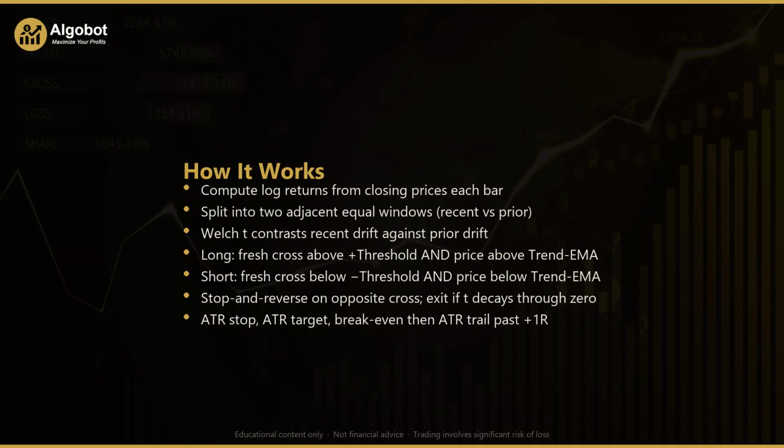Risk is defined by the average true range. Every trade gets a stop placed at 1.5 times ATR from entry, and a take profit at 3 times ATR, a 2-to-1 reward-to-risk structure. Once a trade travels 1 R in its favor, the stop is moved to break even and then trailed by 1.5 times ATR on every tick, so open profit is protected continuously. It holds one position at a time with fixed lots.